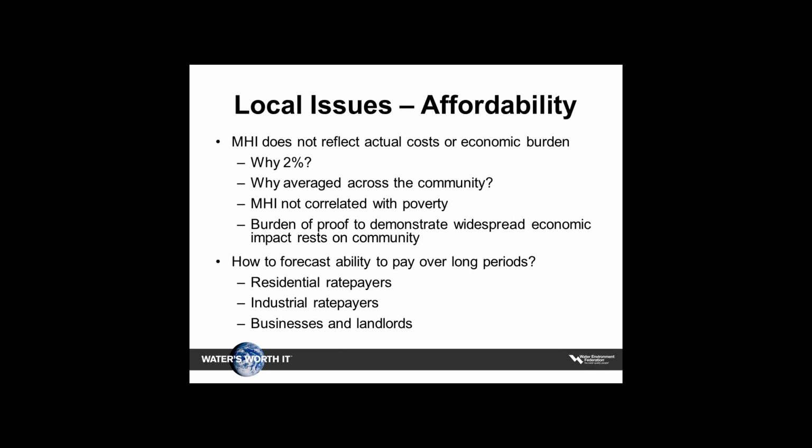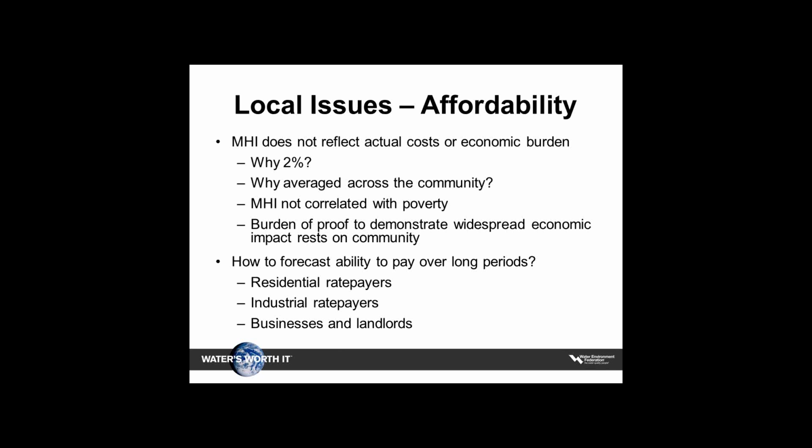And the burden of proof to demonstrate the economic impact, if you consider a bunch of other factors that EPA says they will allow you to consider, really falls on the community, and at times it becomes very hard for a community to convince an individual regulator that this economic impact truly is going to be felt across the community, because a lot of it is hard to quantify. How do we forecast the ability to pay over long periods of time?